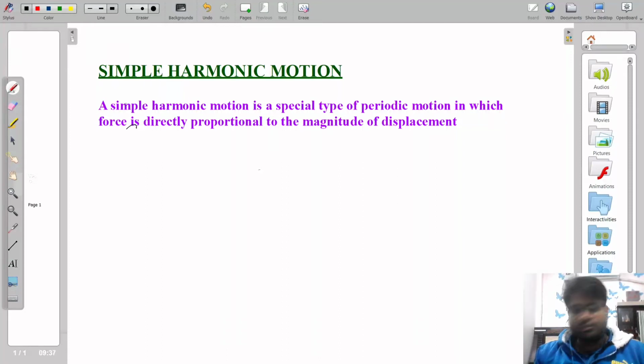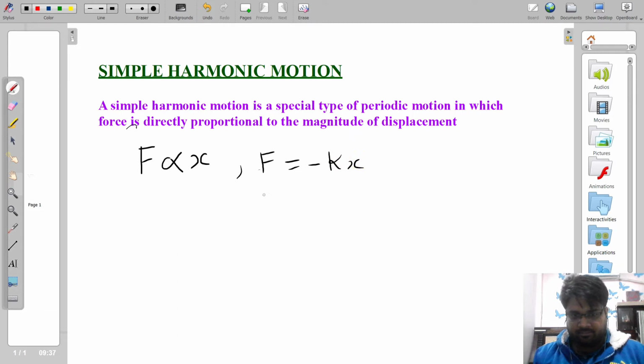Simple harmonic motion, in short form SHM. By definition, a simple harmonic motion is a special type of periodic motion in which force is directly proportional to the magnitude of displacement. If I follow the definition, then we get force is directly proportional to displacement. Further, force is equal to minus kx.